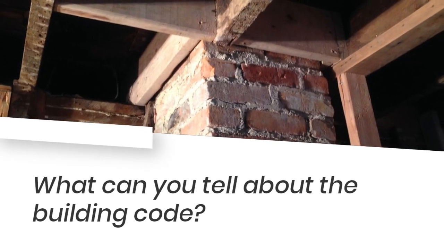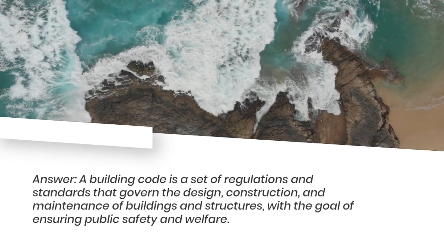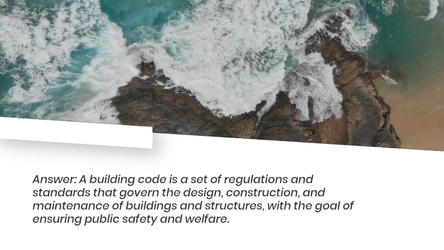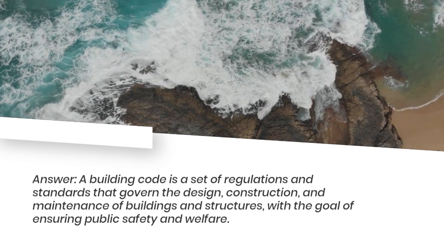What can you tell about the building code? Answer: a building code is a set of regulations and standards that govern the design, construction, and maintenance of buildings and structures, with the goal of ensuring public safety and welfare.